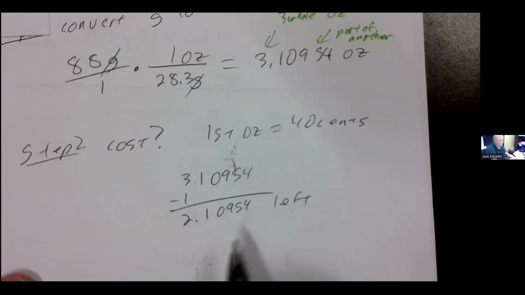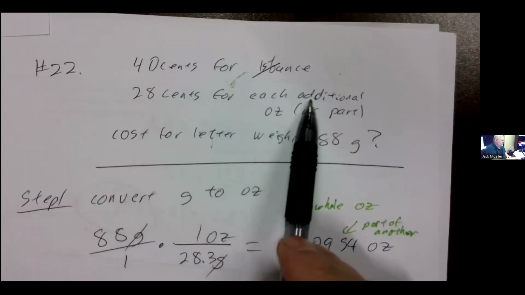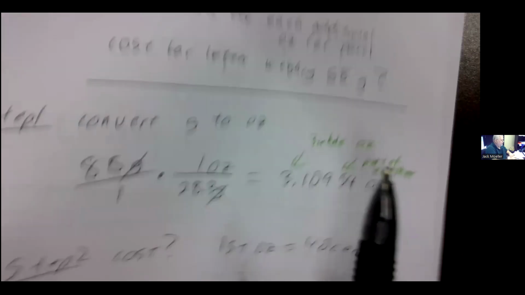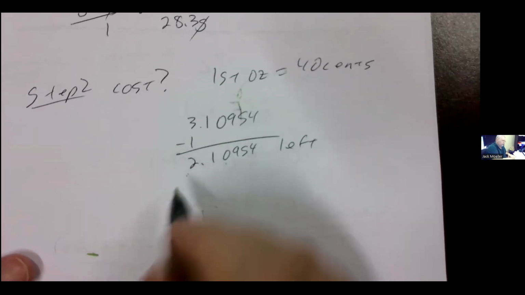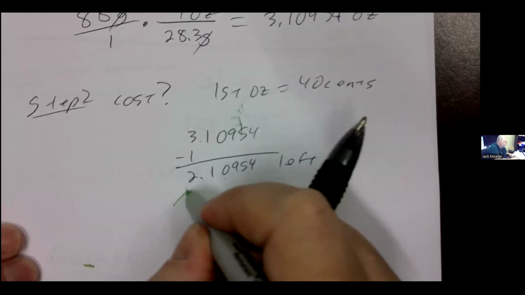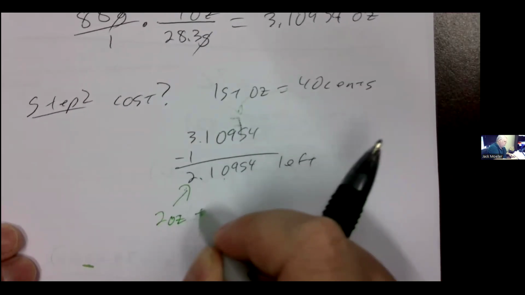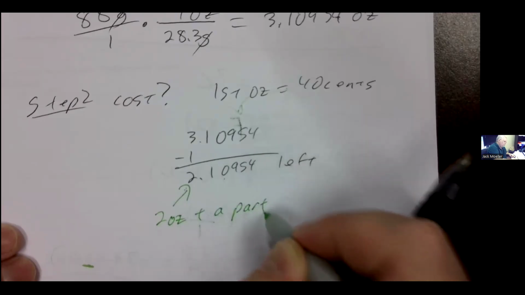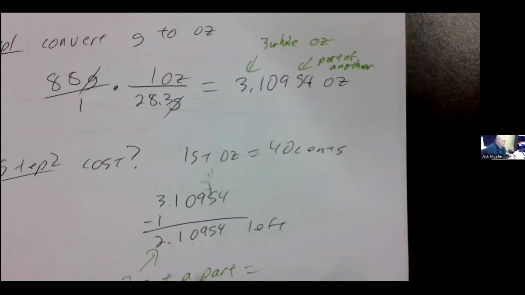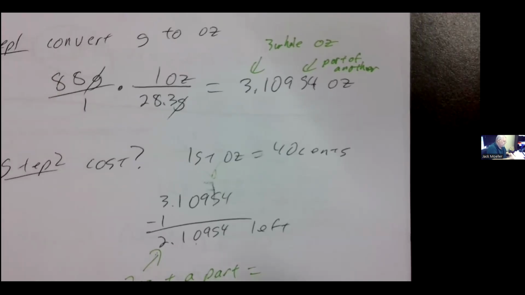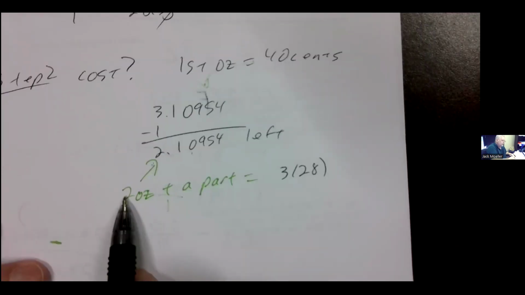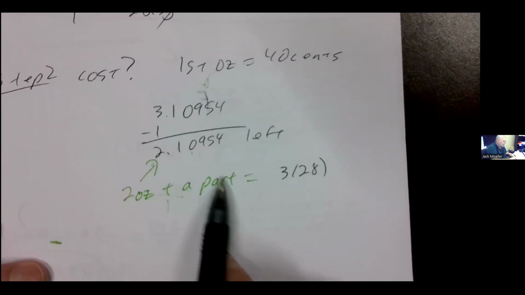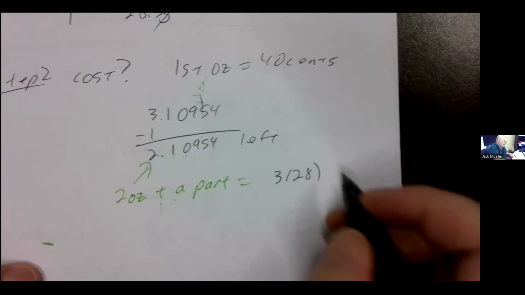So how much do those cost? Well, it's 28 cents for each additional ounce or part thereof. So we have 1, 2, and a part. So that is 2 ounces plus a part. So how much does each one of those cost? 28 cents. So that would be 3 times 28 cents, because those two are 28 cents each, and then that one is 28 cents as well.